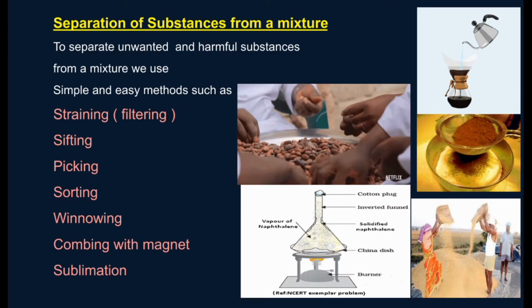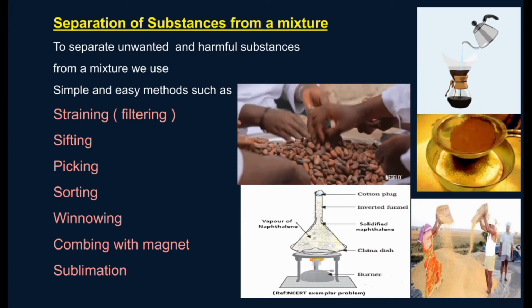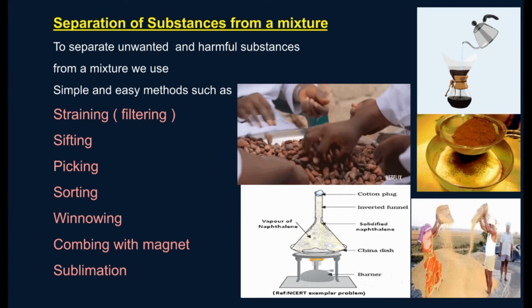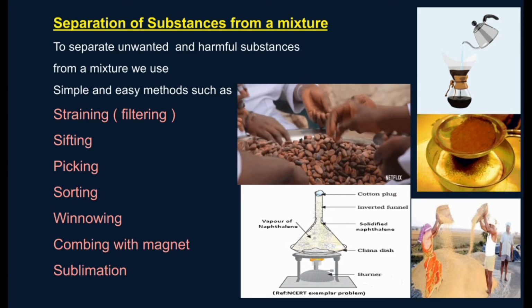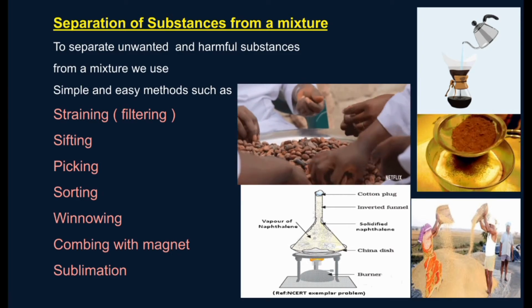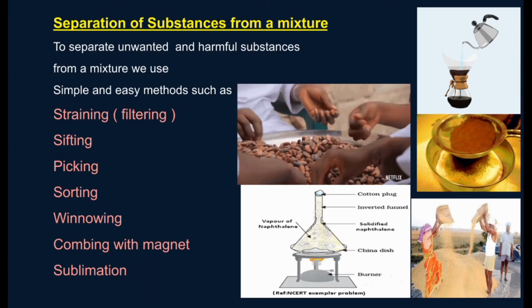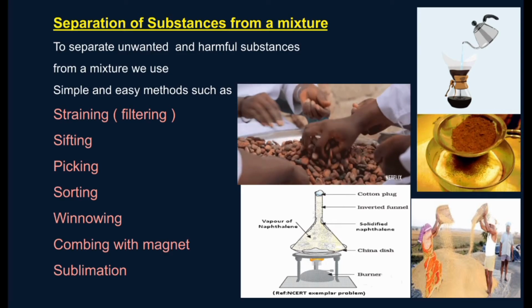To separate unwanted and harmful substances from a mixture, we use simple and easy methods such as filtering, sifting, picking, sorting, winnowing, combing with magnet, and sublimation.